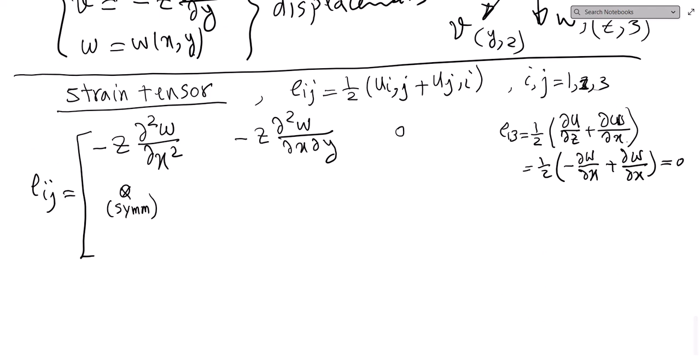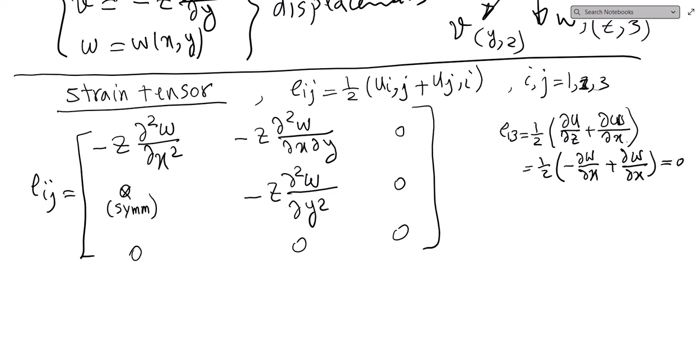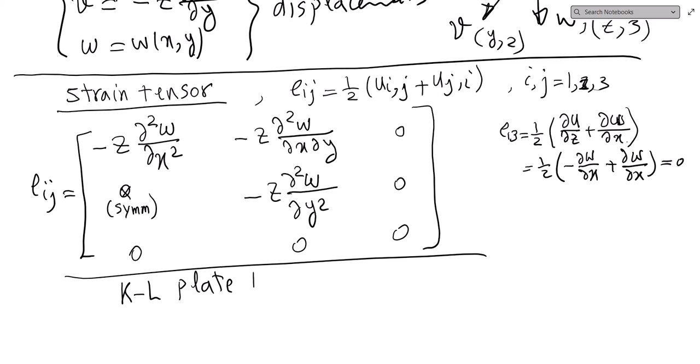E21 is equal to E12, and the diagonal EYY becomes d2w, or omega. I guess I call it w because we mentioned w, and then this is 0, and let's call it 0, 0, and 0. So this is the Kirchhoff-Love plate theory strain tensor.